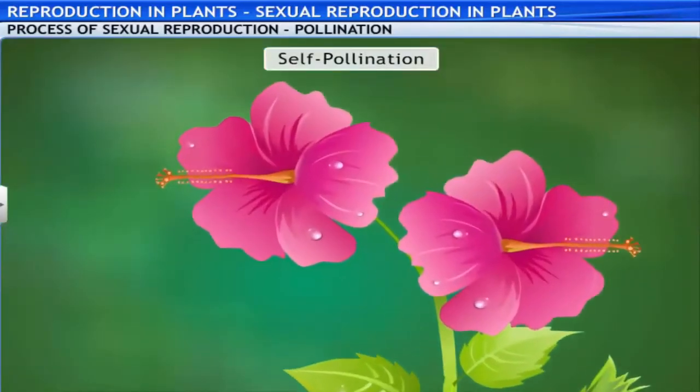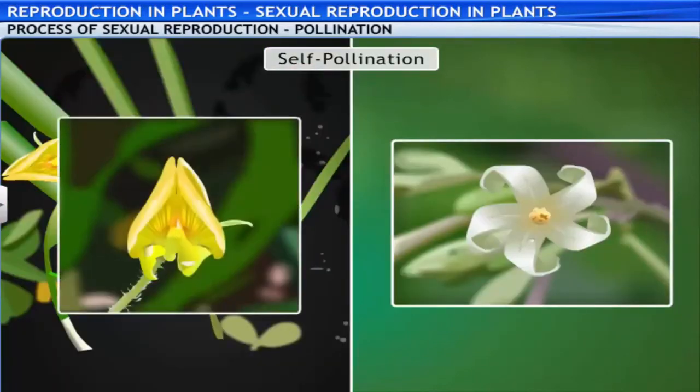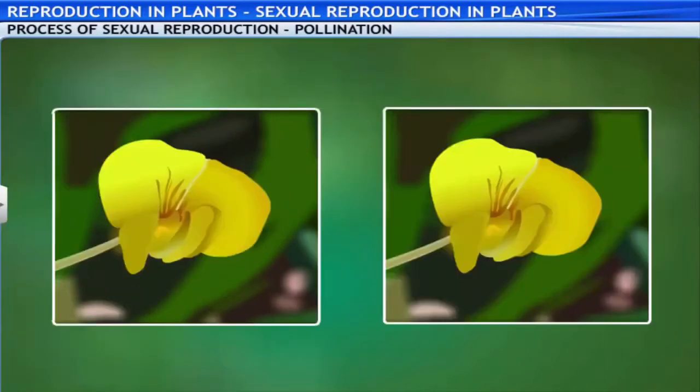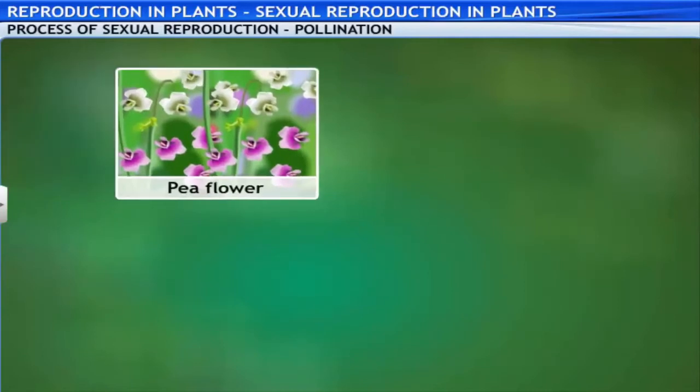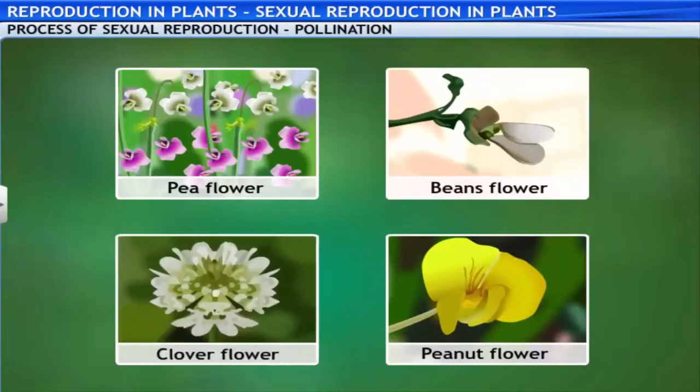If the pollen grains are transferred from the anther to the stigma of the same flower, it is termed as self-pollination. However, self-pollination does not occur in most plants. It occurs mostly in plants that belong to the beans family, also called legumes. A few examples of plants that self-pollinate are peas, beans, peanuts, and clovers.